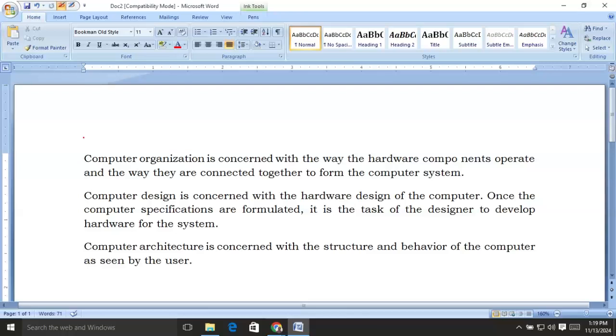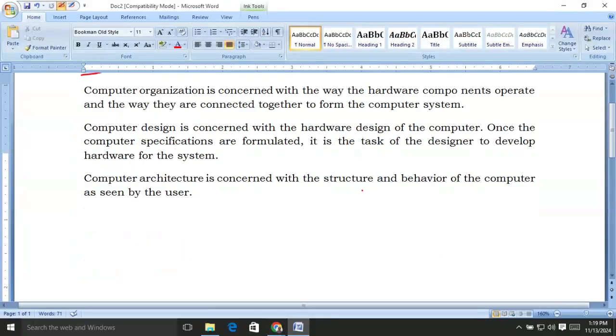Now I would like to explain one of the fundamental and basic concepts: the differences between computer organization and computer architecture, as well as computer design. When we are concerned with the concept of hardware, we know that there are three important things. One is the design of the hardware.